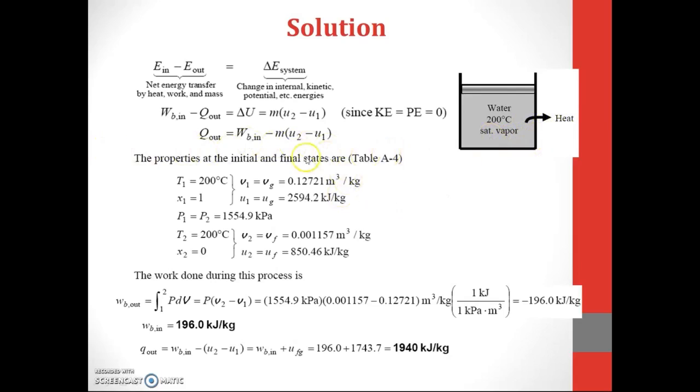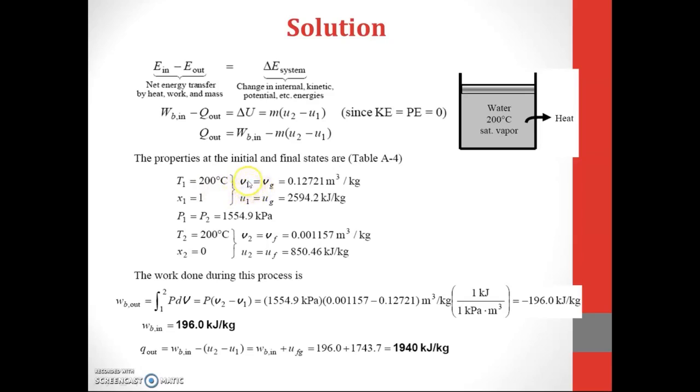So this is the time when you need to use your properties table. We start with Table A4. Why are we using Table A4? Because you are given temperature. This is the temperature table. At T1 equals 200 degrees Celsius, x1 equals 1. Why? Because it is saturated vapor. Remember this? If you forget, please go to the previous notes about this.